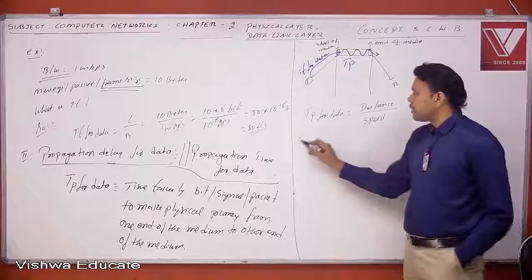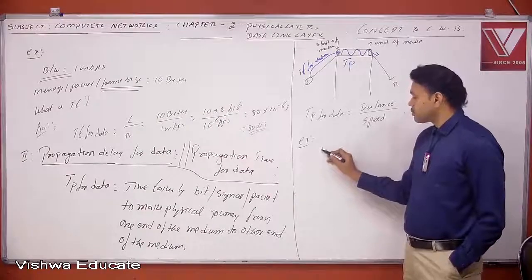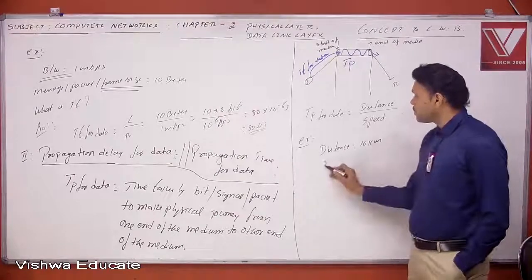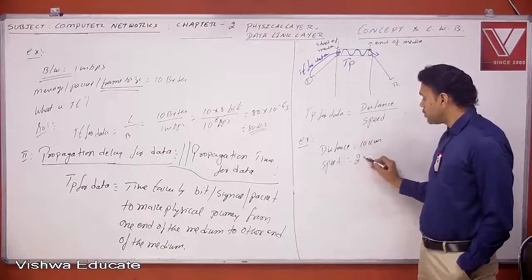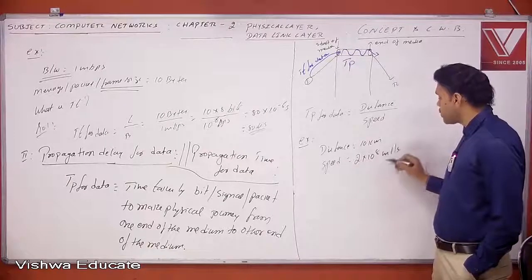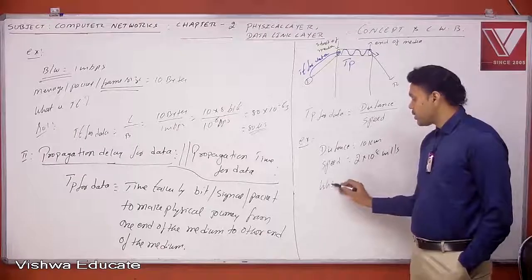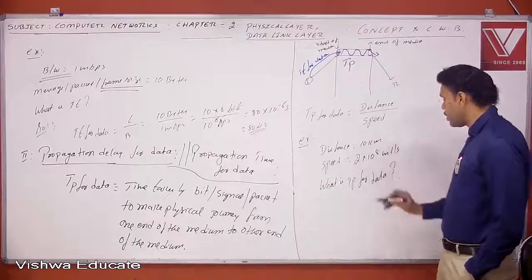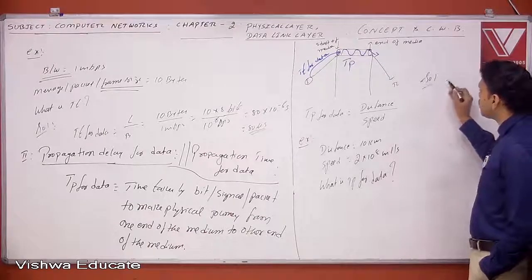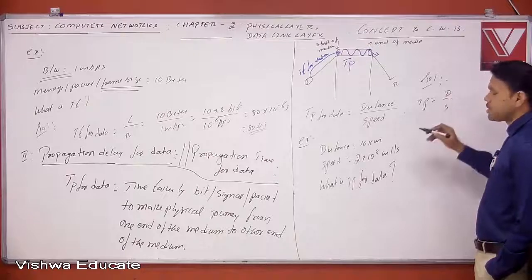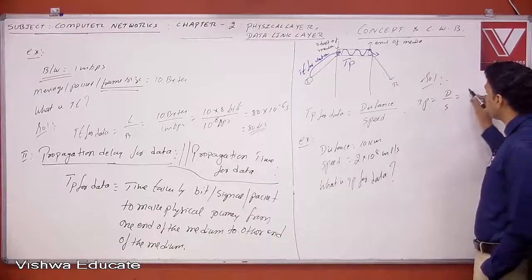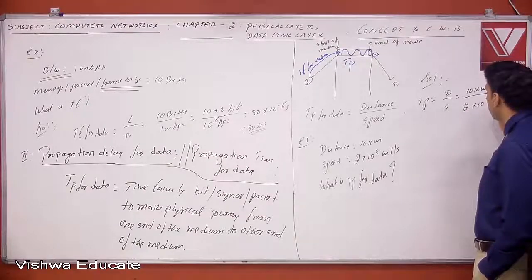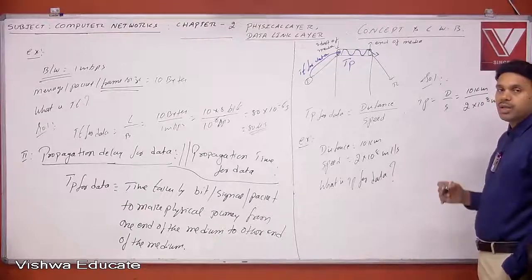As far as this, for example, distance is equal to 10 kilometers and speed is equal to 2 into 10 power 8 meters per second. He is asking what is TP for data propagation. As we know, the solution is nothing but TP is equal to distance by speed. How much distance the signal has to traverse? 10 kilometers. The speed is 2 into 10 power 8 meters per second.